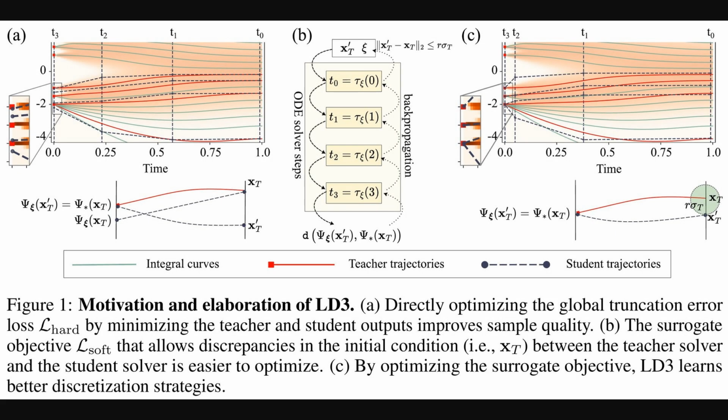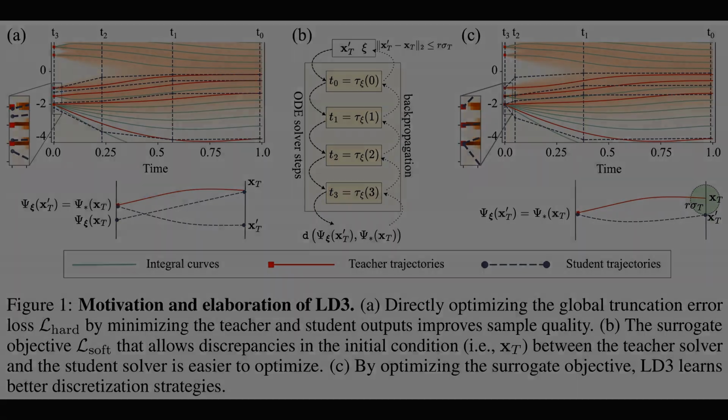Okay, so Figure 1 visually breaks down the LD3 approach. Panel A depicts the initial idea, trying to make the student solver exactly follow the teacher solver's path. But Panel B shows the crucial tweak, the soft teacher forcing objective. This lets the student aim for a slightly different starting point nearby. Panel C illustrates how this relaxation actually leads to better learned time steps, making optimization easier.